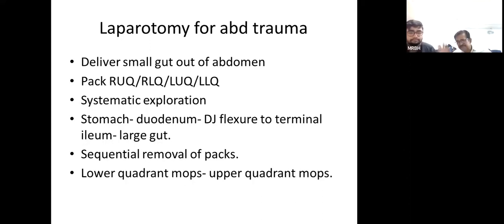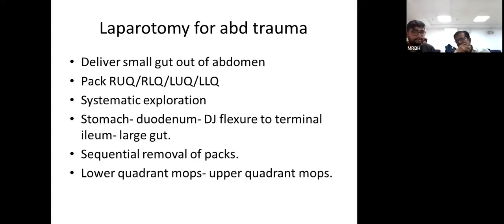What are the steps in doing a good laparotomy? How do you start? Laparotomy is approached via a midline vertical incision. Thereafter, upon entry into the abdomen, the first thing we have to see is whether there is any fluid collection or any hematoma.